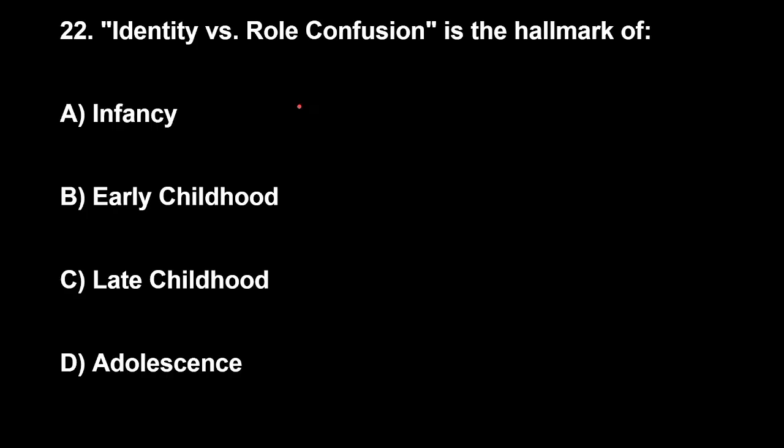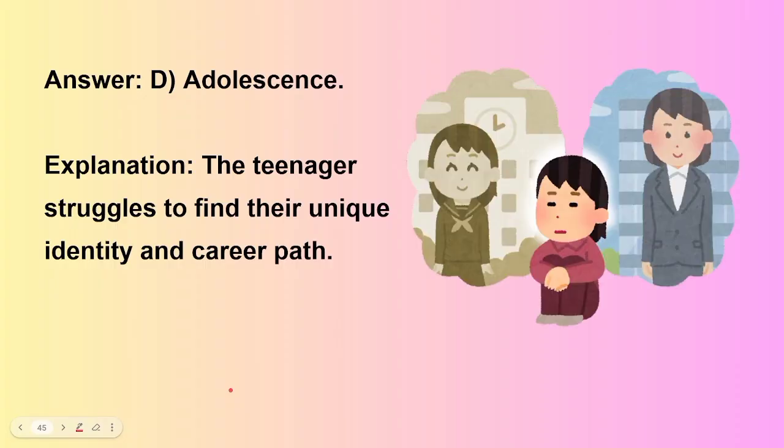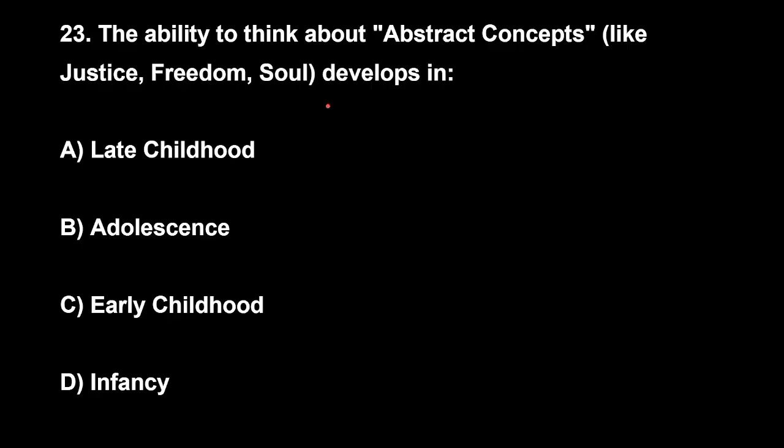Next question: identity versus role confusion is the hallmark of which stage? Options: infancy, early childhood, late childhood, or adolescence. The right answer is adolescence, because in this stage the teenager struggles to find their unique identity and career path. So the right answer here is adolescence.